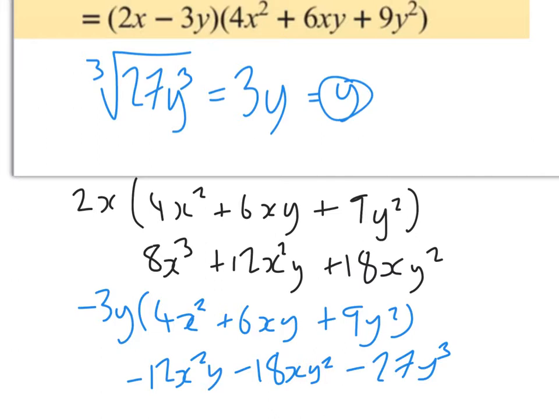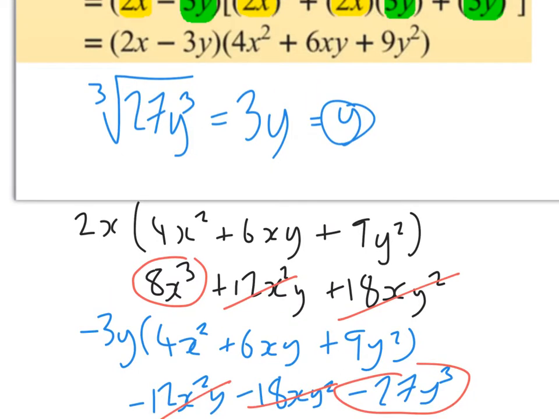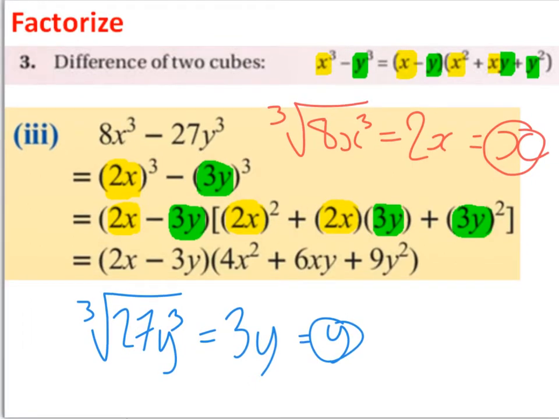So the 12x squared y and the minus 12x squared y will cancel. The 18xy squared and the minus 18xy squared will cancel. And we're left with 8x cubed minus 27y cubed, which is what we started with. So our answer in the brackets is correct.